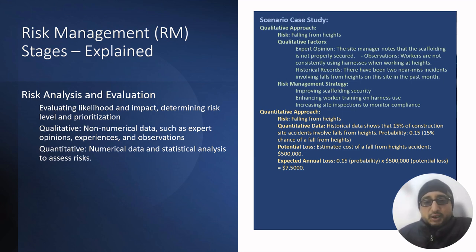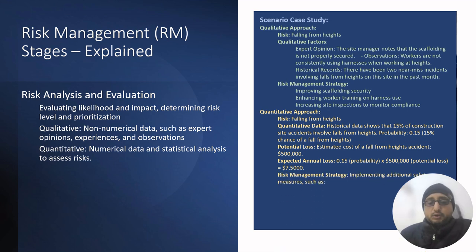First of all, from the data, we came to know that 15% of all construction incidents belong to falls from height, which means the probability of a fall from height incident is 15% or 0.15. The potential cost of the incident is $500,000. So to calculate the expected annual cost of the incident, we multiplied both of them, the probability 0.15 and the expected cost, which was $500,000. By multiplying them, we got the expected annual cost, which is approximately $75,000.